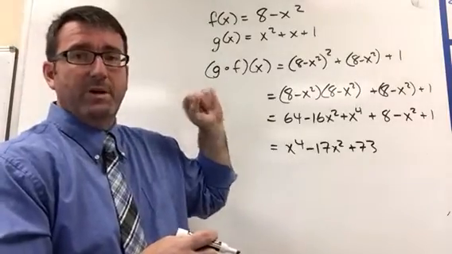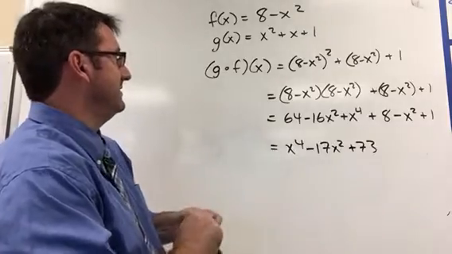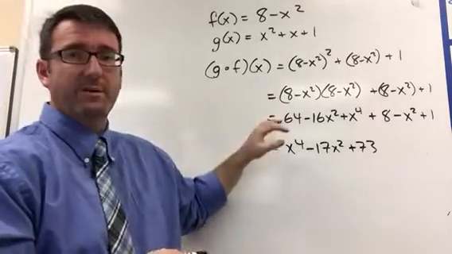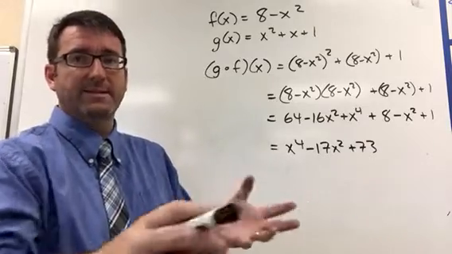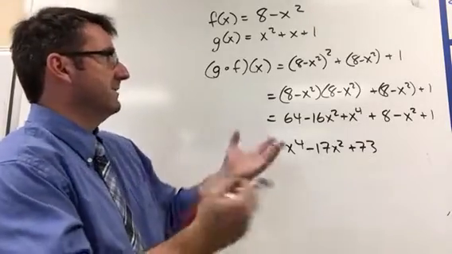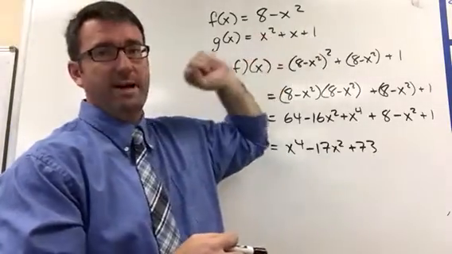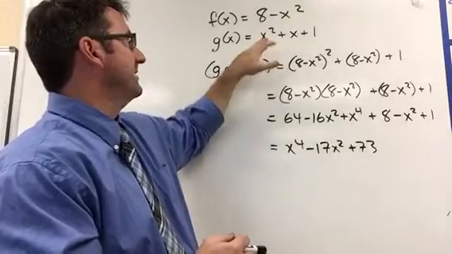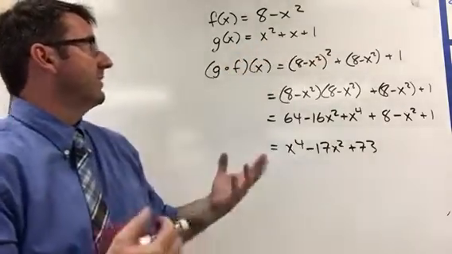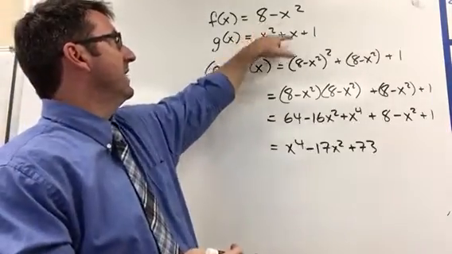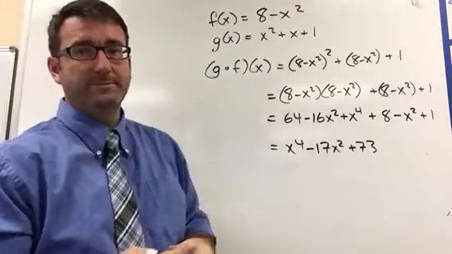Finally, we need f of g of 6. So there's a couple ways that we could do this. One is we've already found f of g, and so we could just plug in 6 for all the x's in that function and find that. Or we could plug in 6 for g of x. So 6 squared is 36, plus 6 is 42, plus 1 is 43. And then we could plug 43 into here. So we get 8 minus 43 squared.